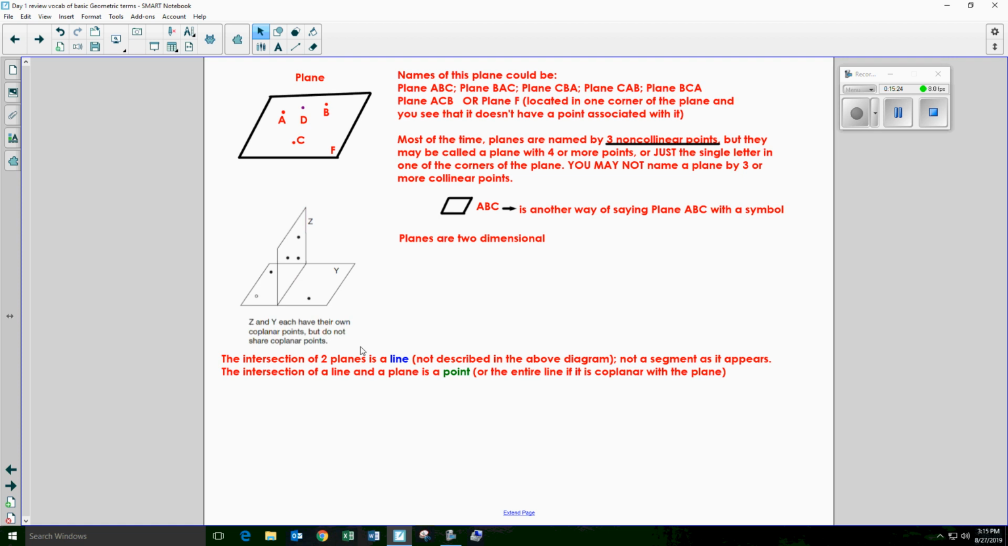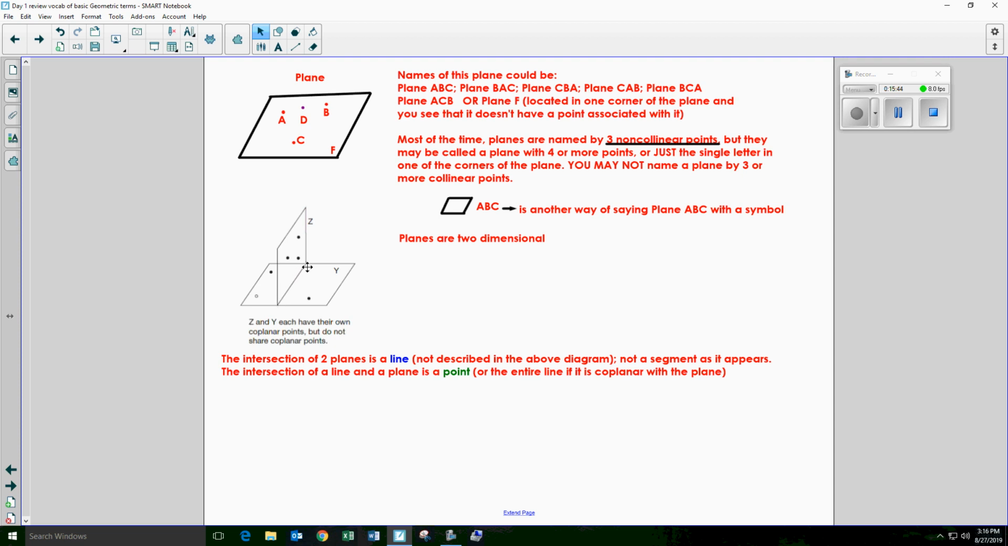Now the intersection of two planes. If I take that plane, remember it goes on forever. It goes all the way through there, all the way up forever, and flat in this way all forever. The intersection of two planes is a line. So you might think, oh, look, this is a segment, I'm going to call it a line segment. You'll get it wrong on the test. On multiple choice, that's a trick question.